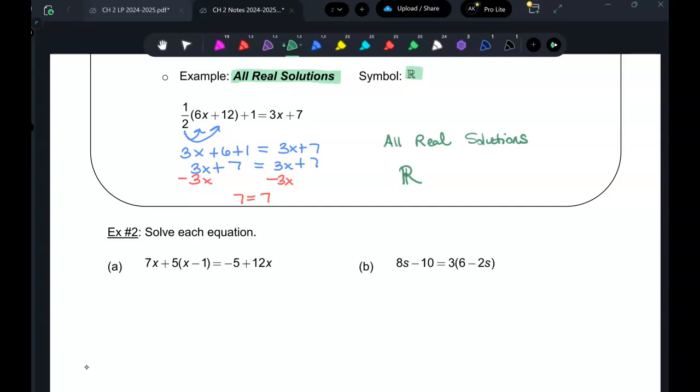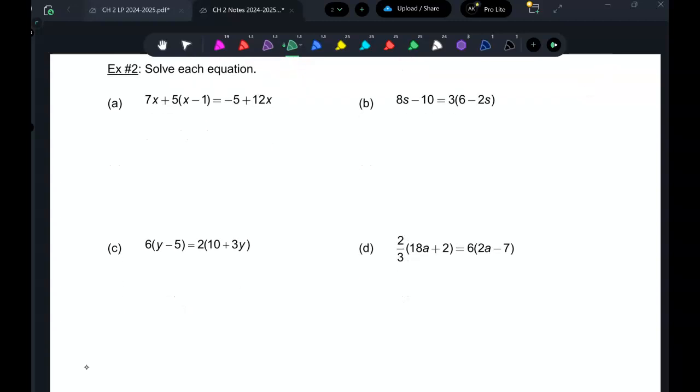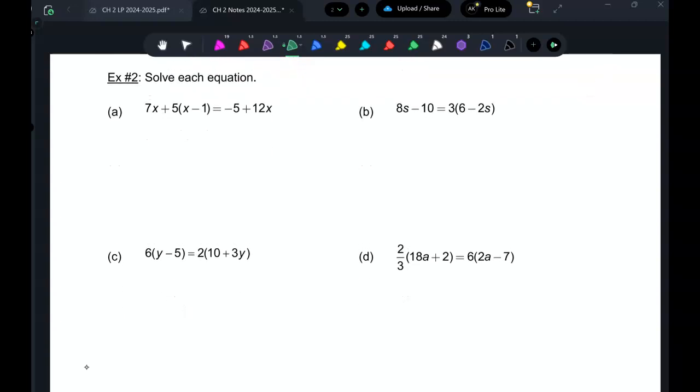Do you have homework? Yeah, we'll have time. I just want to do these 4 examples and then we'll have time to work on homework.